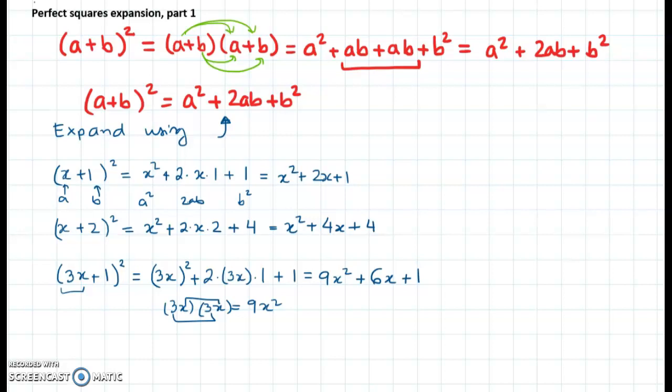plus 1. Let's try one more. Let's say we have 5x plus 2, all of this squared. So we are going to have the 5x all of it squared plus 2 times the product of 5x and 2 plus the 2 squared. So we are going to have 5 squared, which is 25 times x squared, so 25x squared plus, now we have 2 times 5 times 2, that's 20x plus 4.